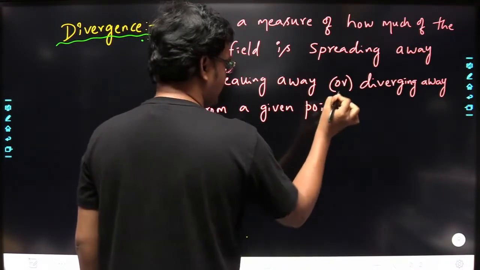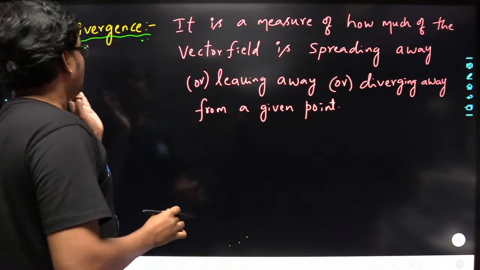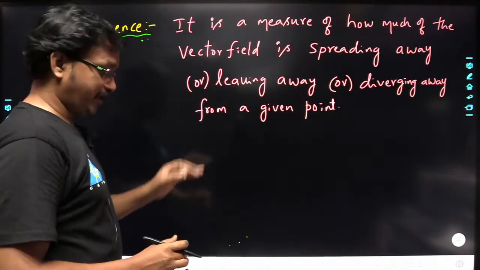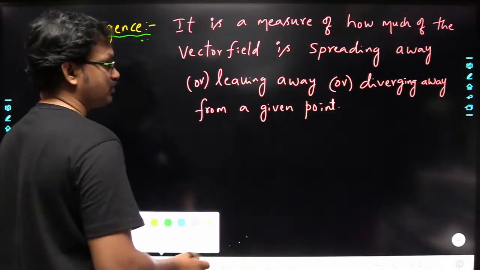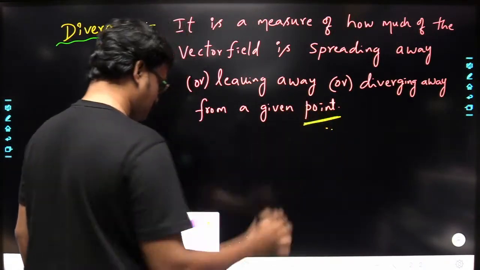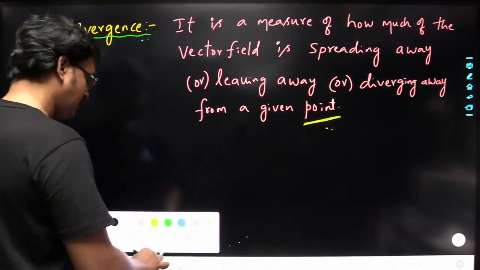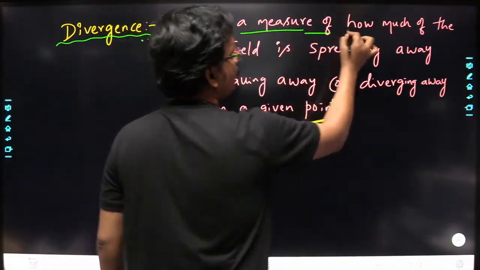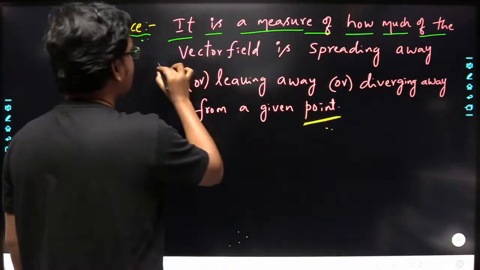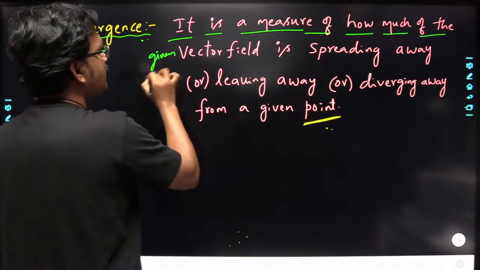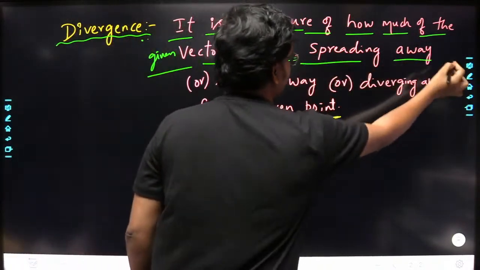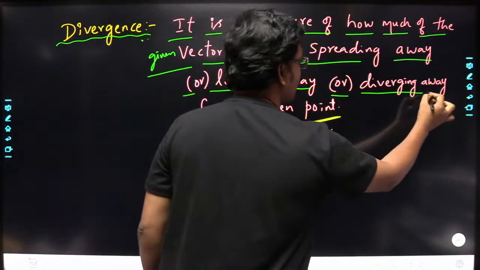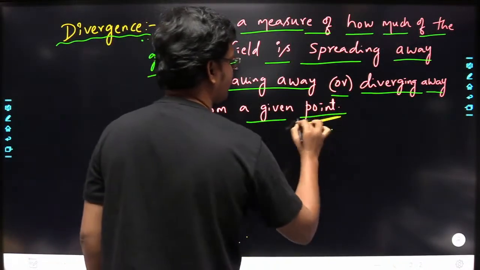I said already that gradient, divergence and curl are all defined at a point, right? So divergence is a measure of how much of the given vector field is spreading away or leaving away or diverging away from a given point.